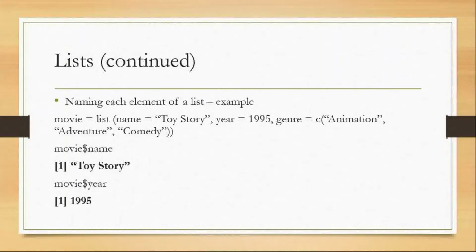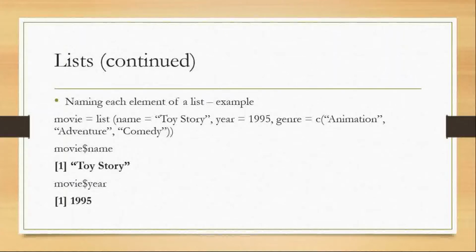So in the example shown on the screen, name is a variable used to store the first value Toy Story. Year is a variable used to store the second value 1995, and genre is the variable used to store the third value, which is nothing but the combined values of animation, adventure, and comedy.